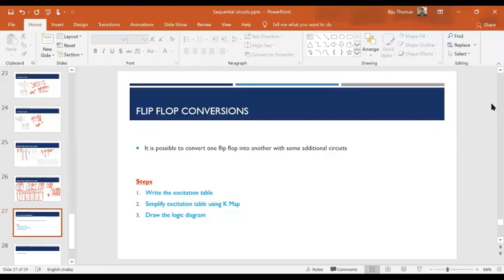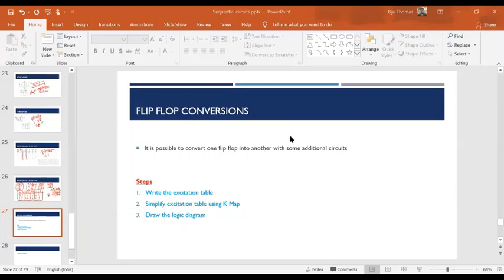The next is flip-flop conversions. It is possible to convert one flip-flop into another with some additional circuits.